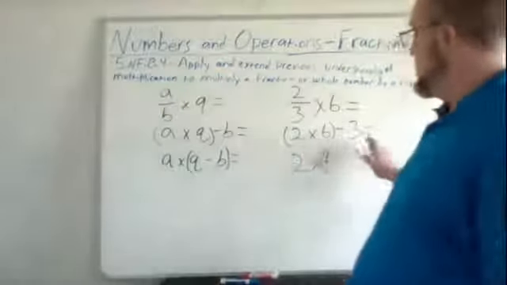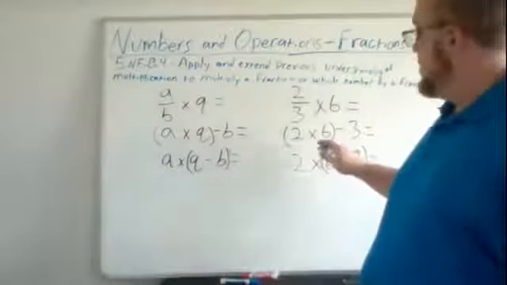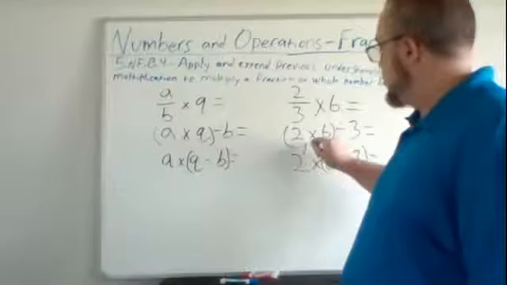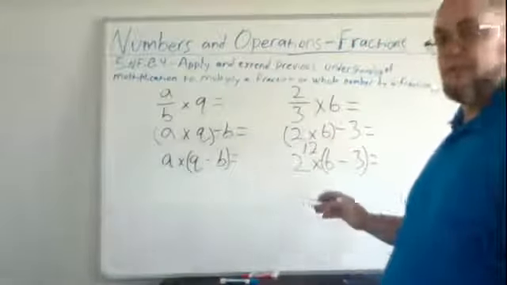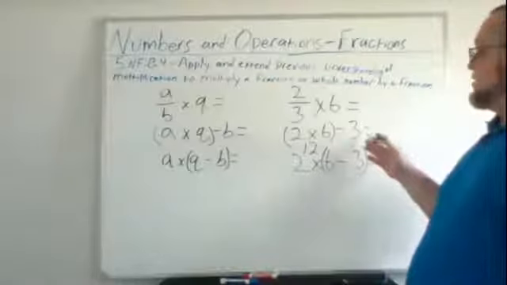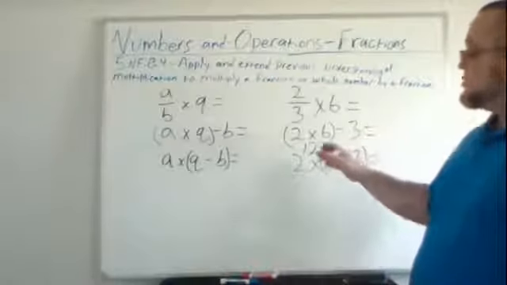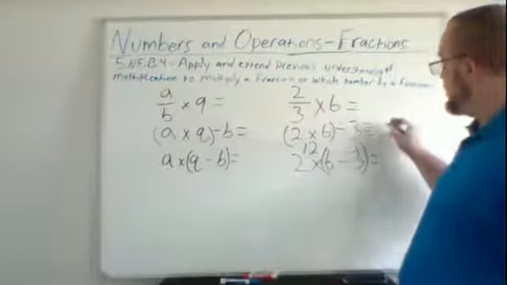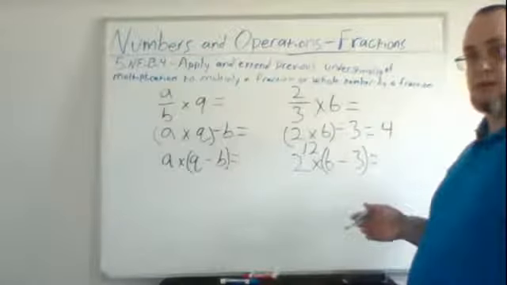So in the first equation, we're going to do 2 times 6 first. So 2 times 6 equals 12. All right. Then we're going to divide by 3. So 12 divided by 3 equals 4.